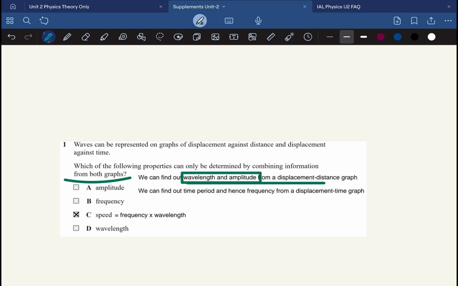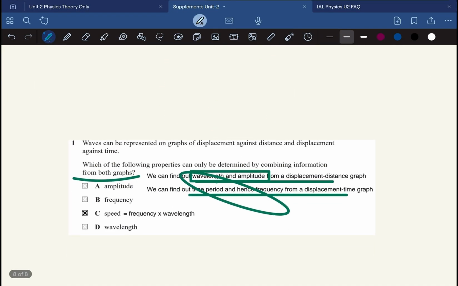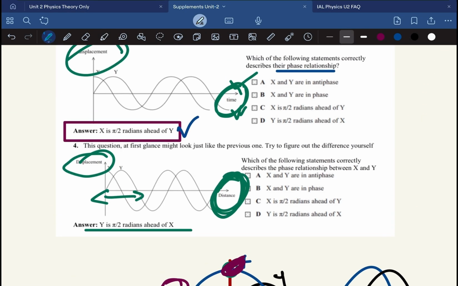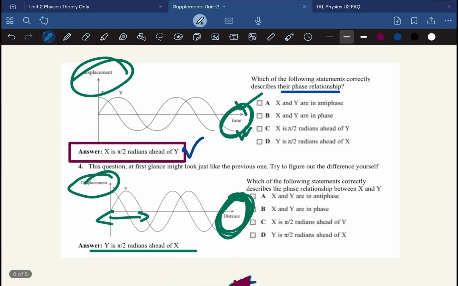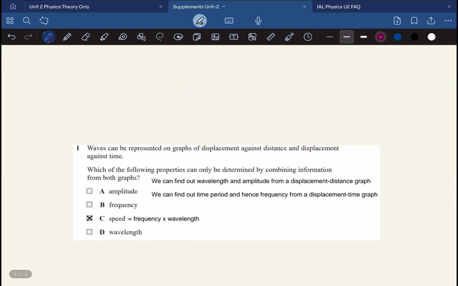But here it says we can find out the time period, and hence the frequency, from a displacement-time graph. How can you figure out the time period? Because here the x-axis is time. When you can figure out the time period, you can also figure out the frequency. Another thing we have understood is that it depends upon the x-axis. If the x-axis is distance, then we can figure out the amplitude and the wavelength, because both have units of meters. Whereas time lets us figure out the time period and frequency, because they have a formula, f equals 1 by T.